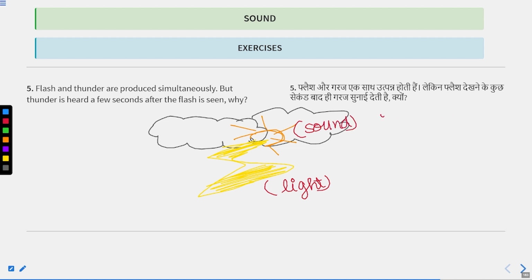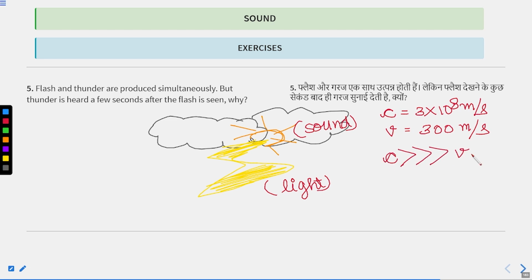The speed of light, which is represented by c, is 3 × 10^8 meter per second. And the speed of sound is approximately 300 meter per second. So it is clear that the speed of light is very, very much greater than the speed of sound. That's why light travels faster to our eye in comparison to sound traveling to our ear. That's why we first see the flash, then we hear the thunder noise.